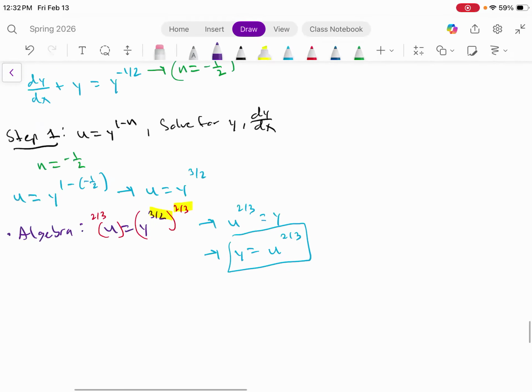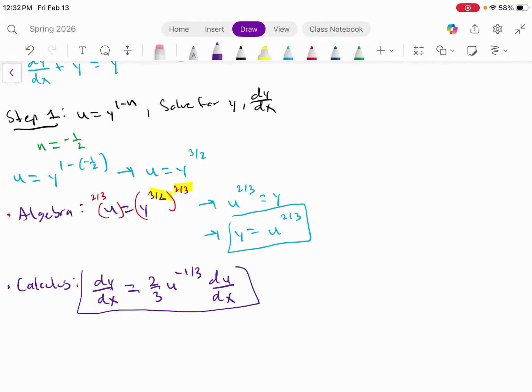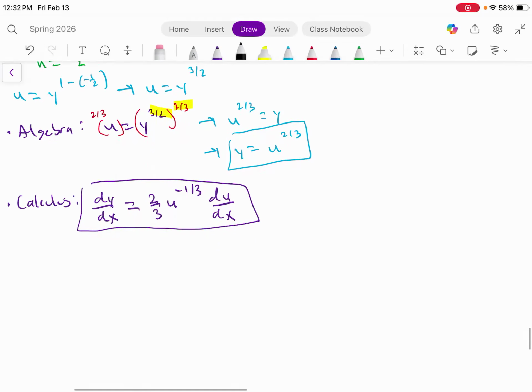So now let's do some calculus. Let's get our derivative. So dy over dx: if I take the derivative of u to the 2/3, that would be 2/3 u to the -1/3 du over dx. Okay, and that's my derivative. So I have my y, I have my dy. We're going to move on to step two and now substitute.